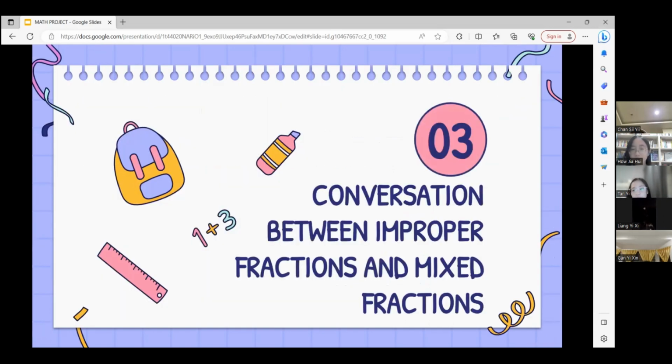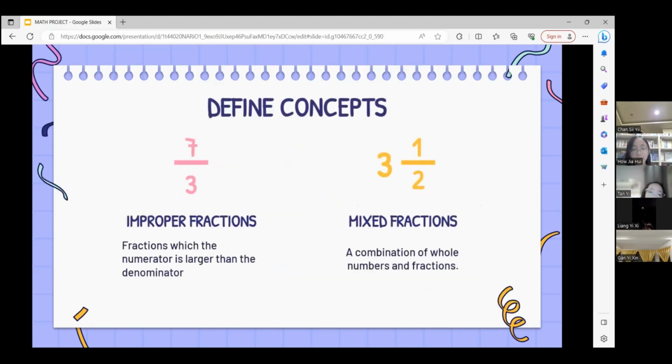So now we're going to talk about the conversion between improper fractions and mixed fractions. Basically, an improper fraction is a fraction in which the numerator is larger than the denominator, and mixed fractions are a combination of a whole number and a fraction.